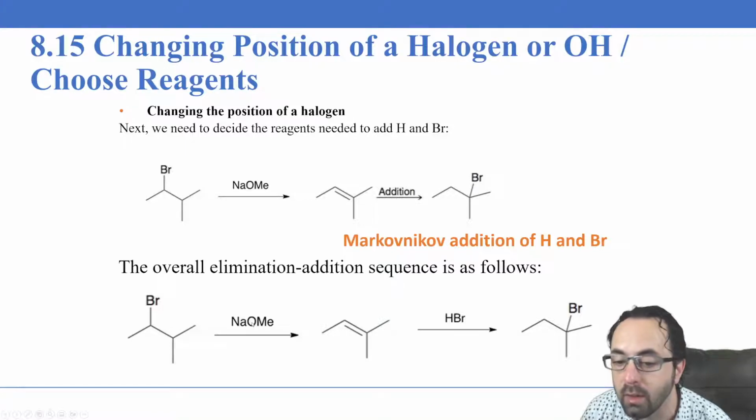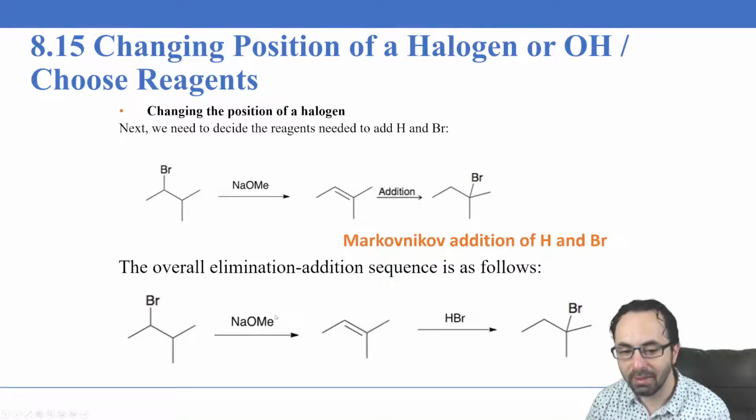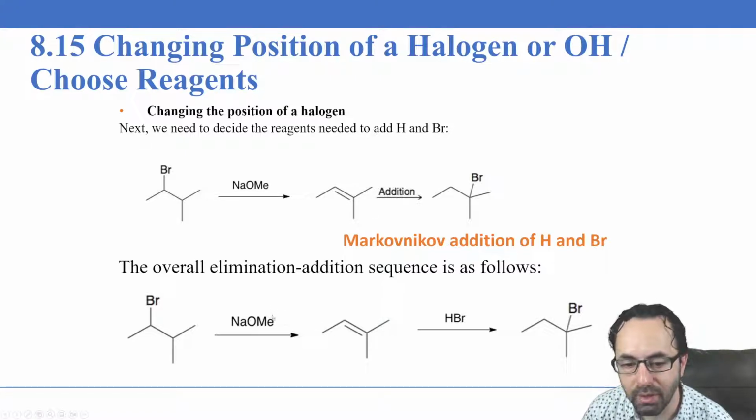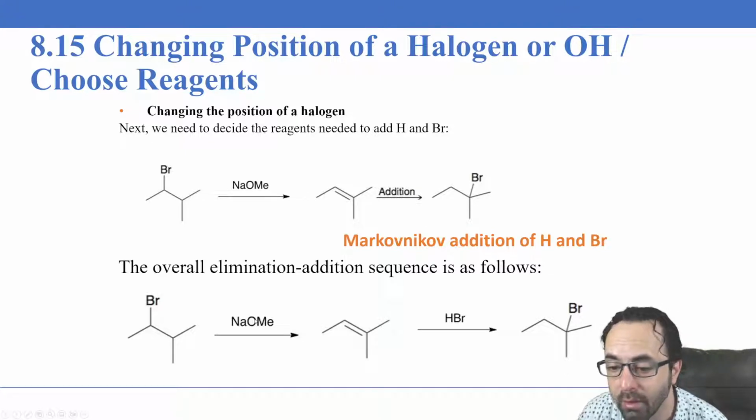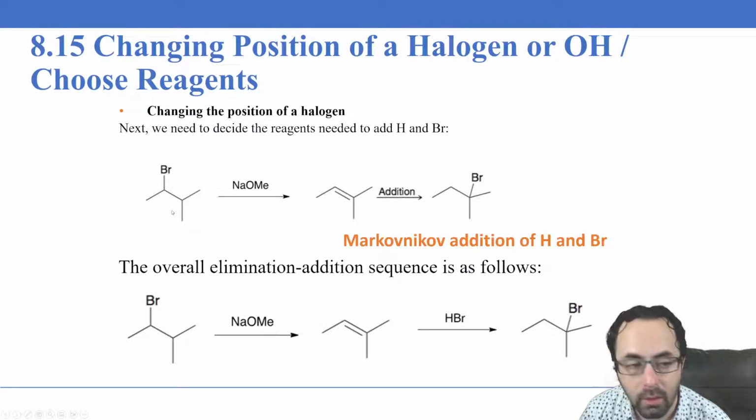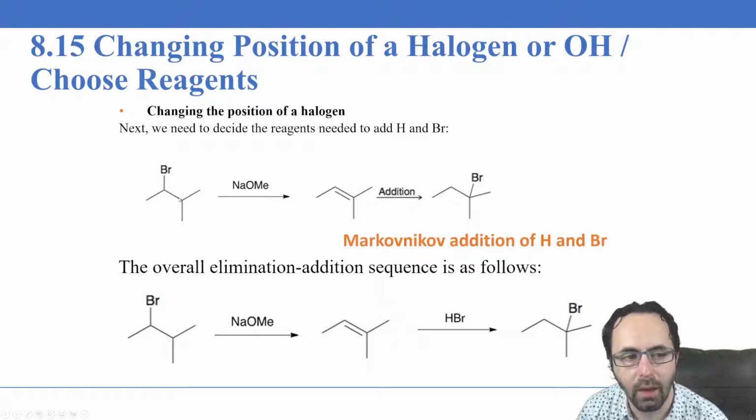We don't want a majority substitution product. So if you chose a bad base and a good nucleophile, that would not be good, because then you'd have preference for substitution rather than elimination. We follow it up with a hydrohalogenation. And so this is just one new tool that you have now that you didn't have before this chapter, because we did not have addition reactions yet. So you can do an elimination followed by an addition to move a group over.